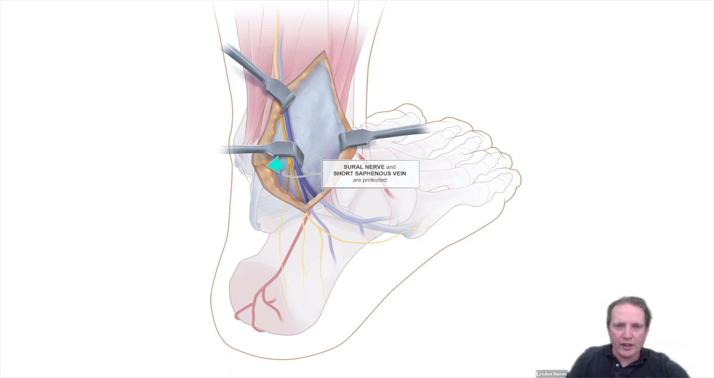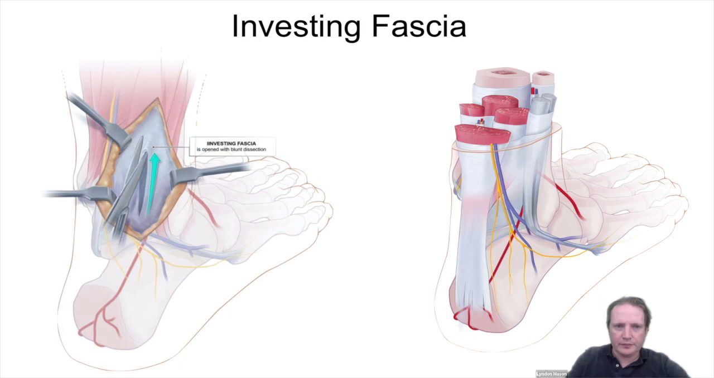The first pop is the investing fascia. The investing fascia covers the Achilles and the fibula, and the sural nerve and the short saphenous vein are above this. So this is moved aside and the investing fascia is first opened.